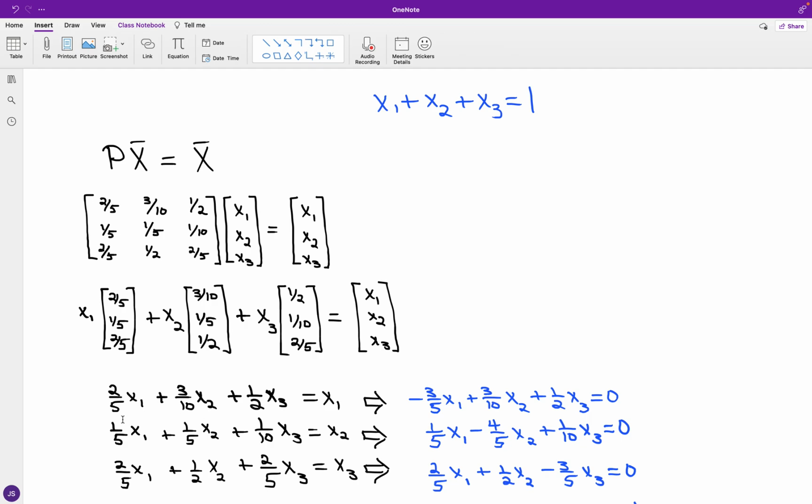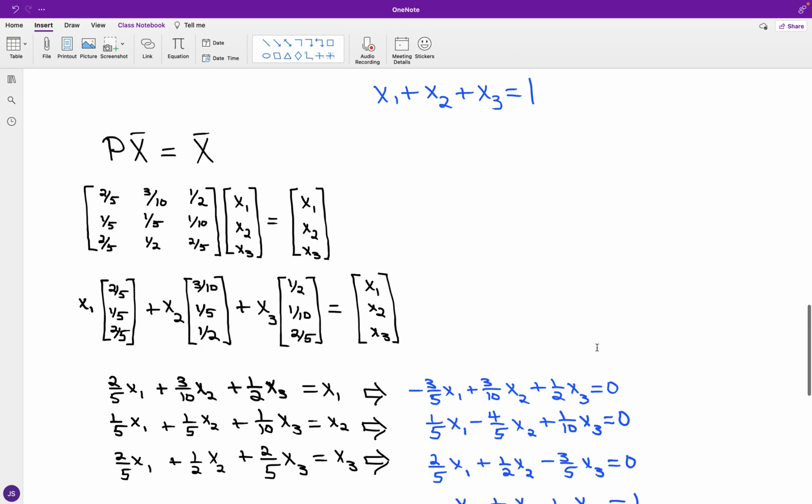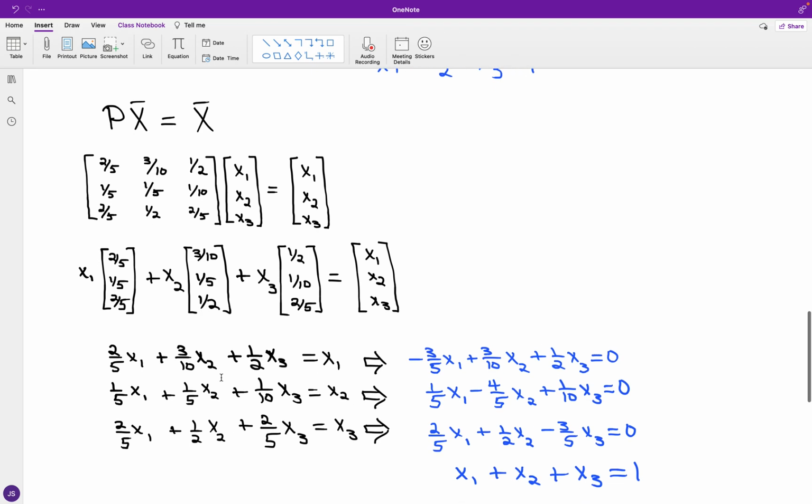So for the first equation, I'm going to combine the x of 1 terms. So 2/5 of x of 1 minus x of 1 will be -3/5 of x of 1. And then we have plus 3/10 of x of 2 plus 1/2 of x of 3 is equal to 0. For the second equation, I'm going to combine the x of 2 elements. So I have 1/5 x of 1 minus 4/5 of x of 2 plus 1/10 of x of 3 is equal to 0. And then for the last equation in the system, I'm going to combine the x of 3 terms and set this equal to 0.